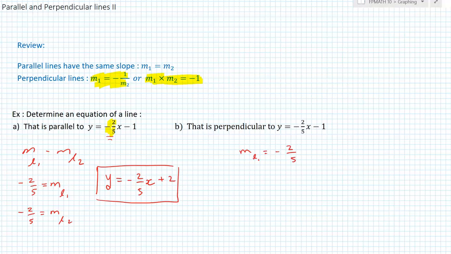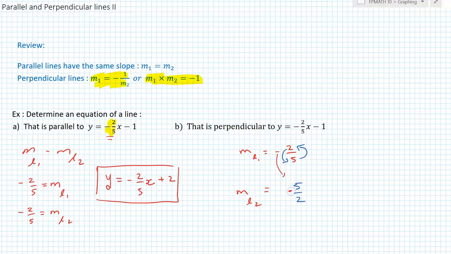For the perpendicular line, we know that the slope is -2/5, but we also know that when we multiply the two slopes, we should get -1. Or you can use m1 equals -1/m2. So what we can do is use a negative reciprocal. First things first, you just flip these two. So first is 5/2. And there's a negative in front of it, which I'm going to bring down right here.